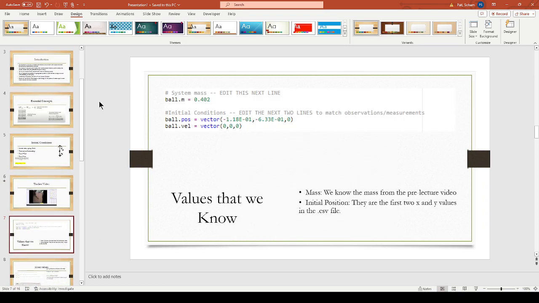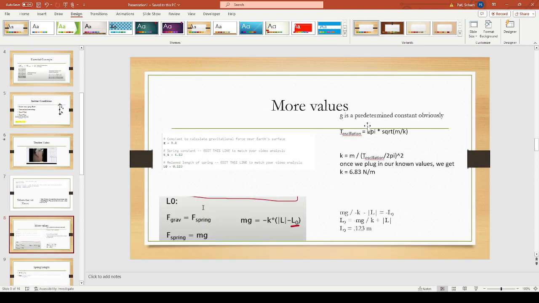The values that we know: the mass is 0.402, we know the original position from my calculations, and we know the original velocity is 0. g is predetermined. We can calculate our spring constant by rearranging this equation, and we get 6.83. Then we can also calculate L0 by rearranging this formula: mg equals negative k times the magnitude of L minus L0.